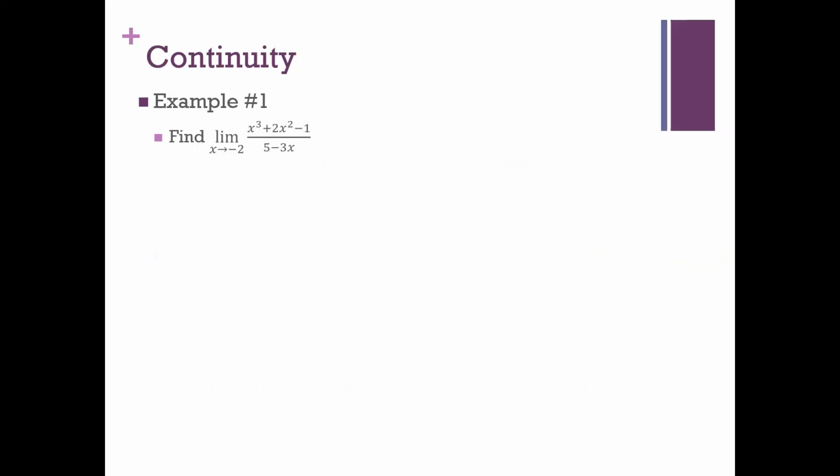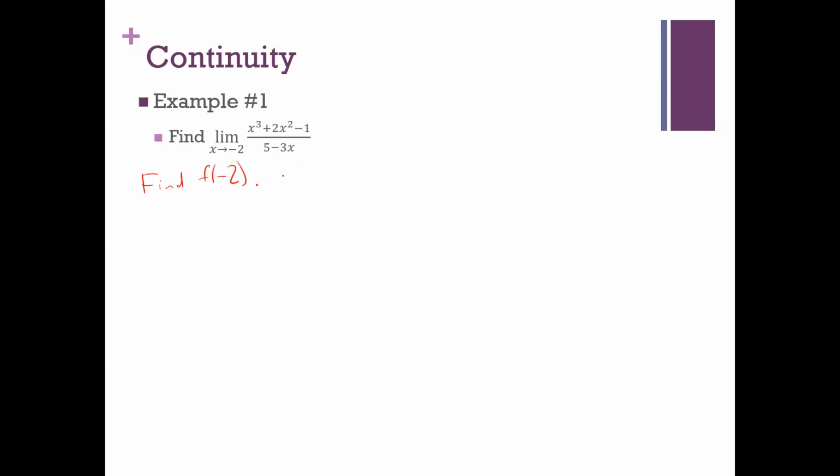So let's look at an example here. I want to find this limit as x approaches -2 of this thing here. How might I do that? How would I find that limit? Go ahead. Okay, so I got one proposition for this. Let's just find f of -2. What allows us to do that?